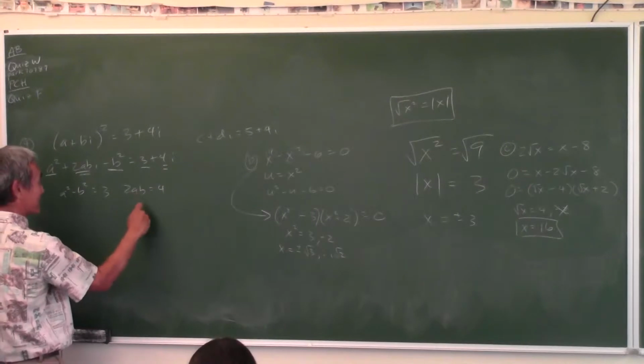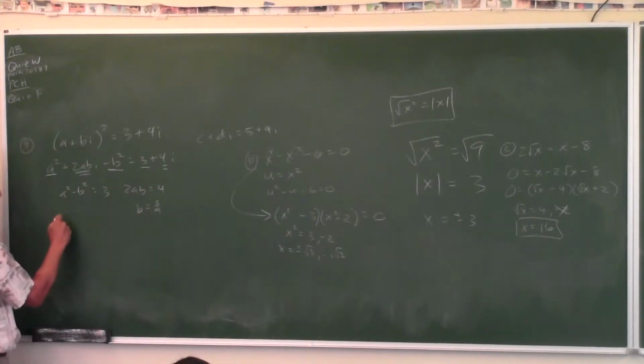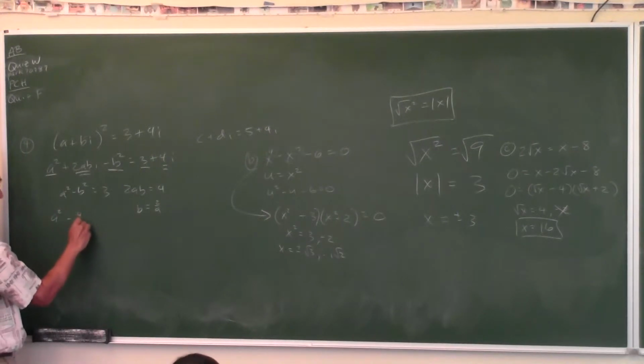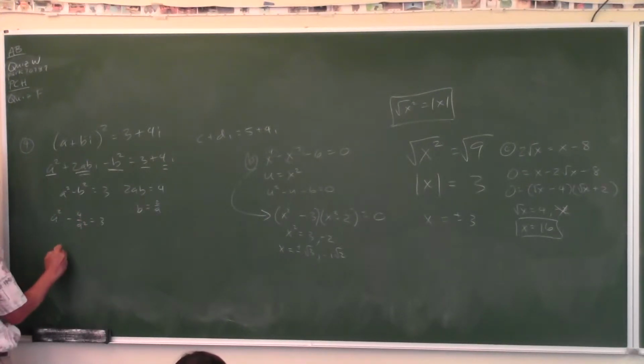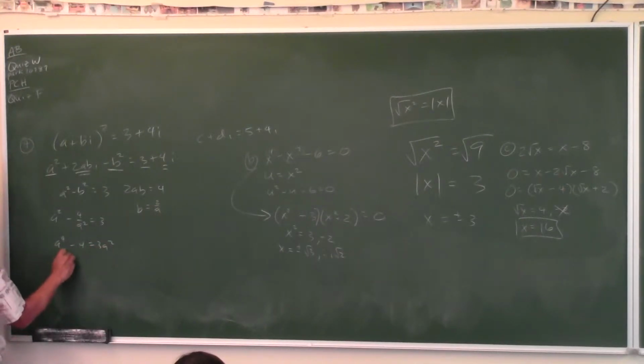Solve for one of the letters here. B equals 2 over A, is that correct? Yeah. Take that, plug it in here. A squared minus 4 over A squared is equal to 3. Get rid of the fraction. A to the 4th minus 4 equals 3A squared. Make one side 0.